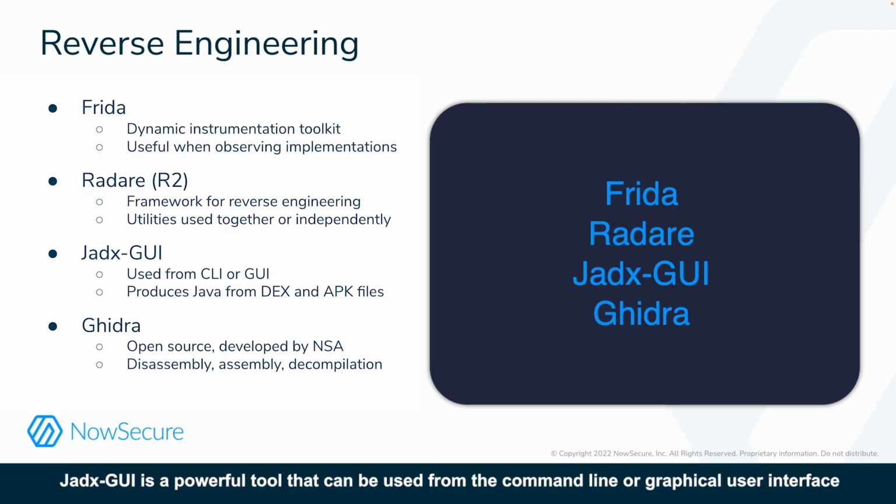JADX GUI is a powerful tool that can be used from the command line or graphical user interface for decompiling and producing Java source code from Android DEX and APK files. Ghidra is a free open-source reverse engineering tool developed by the National Security Agency. Ghidra is full of capabilities that include disassembly, assembly, and decompilation.